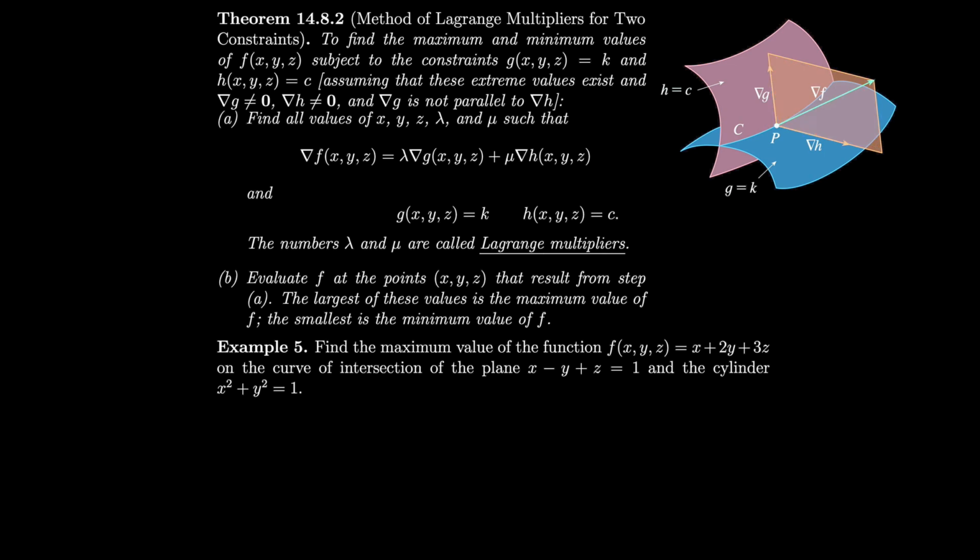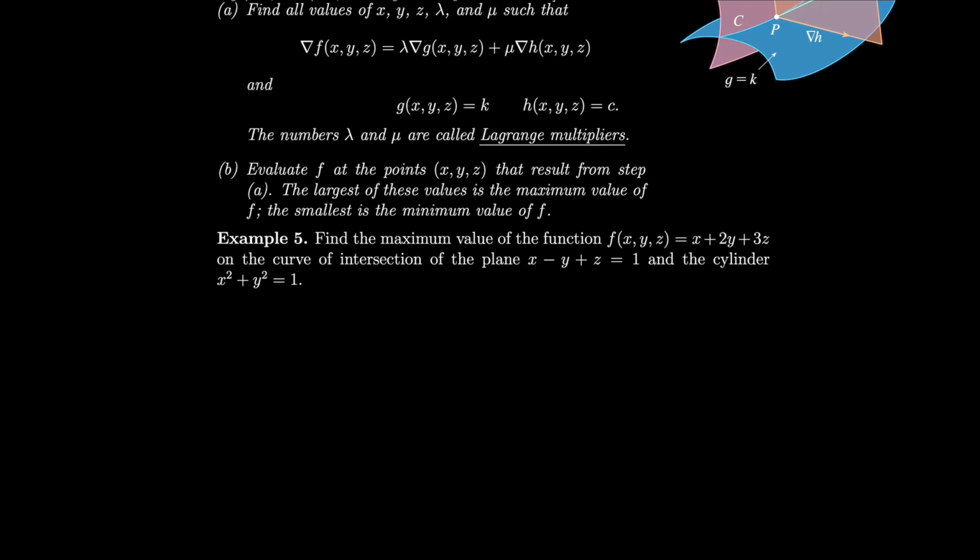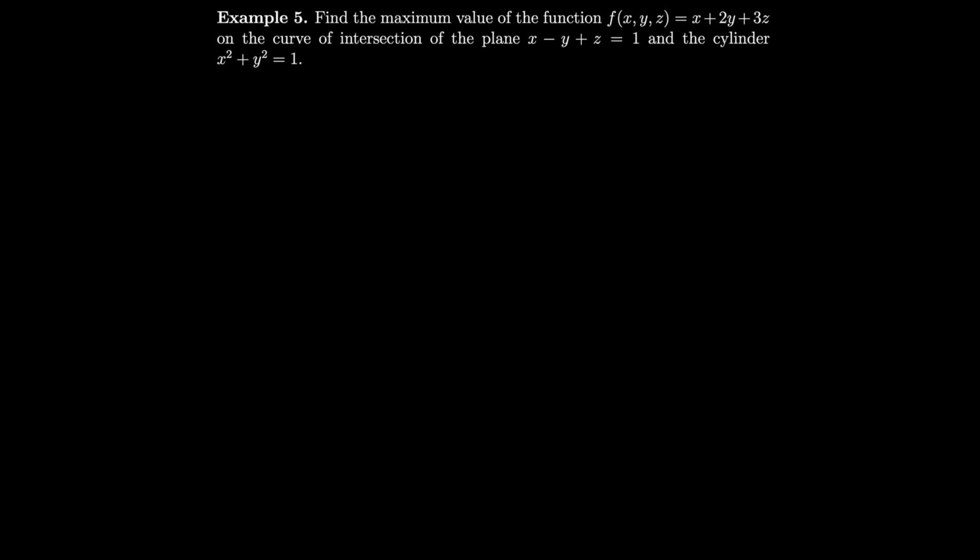So as an example of this, how about we take a look at the maximum value of the function f of x, y, z equals x plus 2y plus 3z on the curve intersection of the plane x minus y plus z equals 1 and the cylinder x squared plus y squared equals 1. So we've got f of x, y, z equal to x plus 2y plus 3z, and we have 2 constraints.